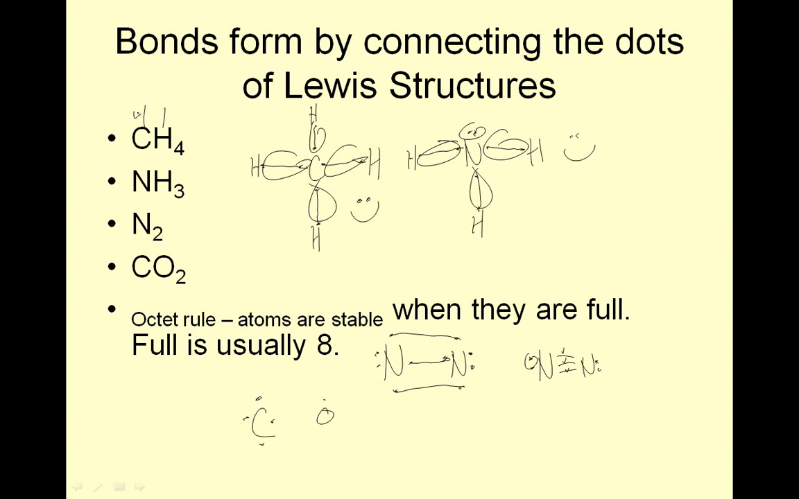CO2 is a little bit trickier. Carbon has 4. Each oxygen has 6. Notice how I aim my single electrons at each other. Connect the dots. Okay, now if I do this, it looks terribly ugly, right? But I can clean this up a little bit and do C, double bonded O, double bonded O. Carbon has 2, 4, 6, 8. Oxygen has 2, 4, 6, 8. And so does the other one.